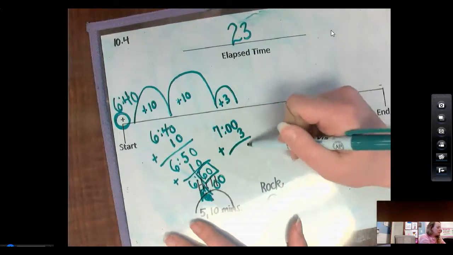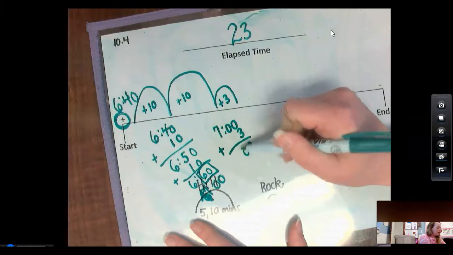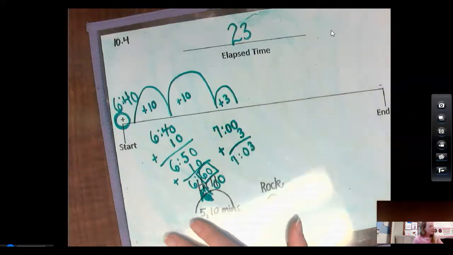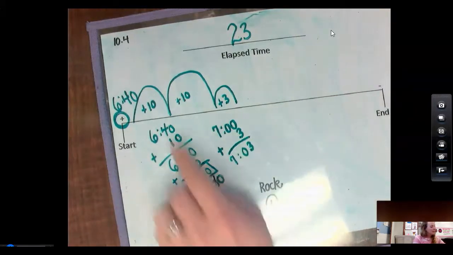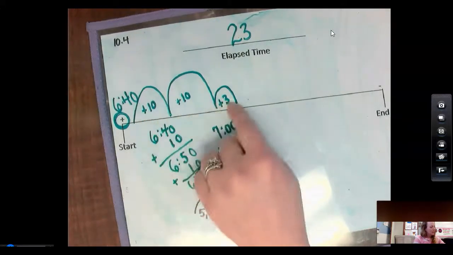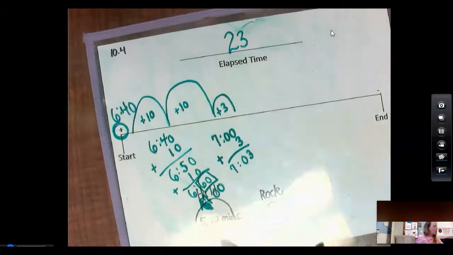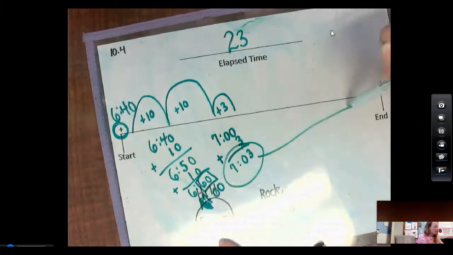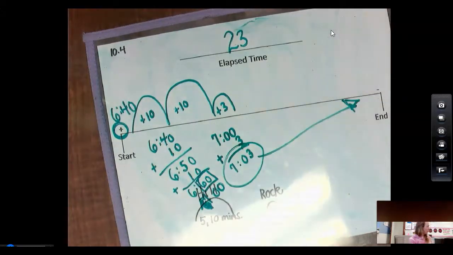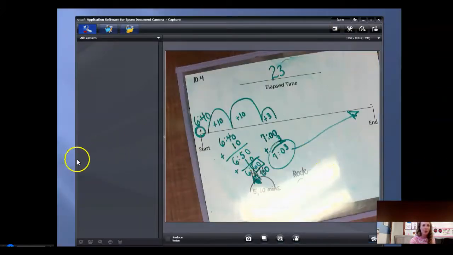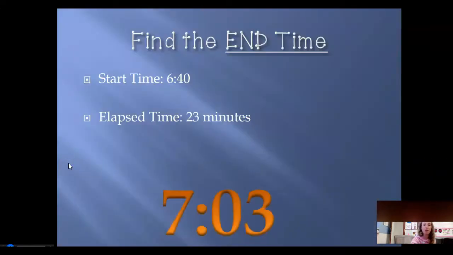0 plus 3 is 0. Drop your 0, drop your 7. 7:03. Let's see. 10, 23. I'm at 23 minutes. So my final end time is 7:03. All right, let's make sure that we are right there. So our final time should have been 7:03.